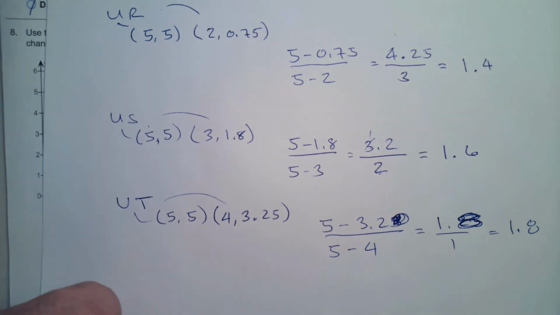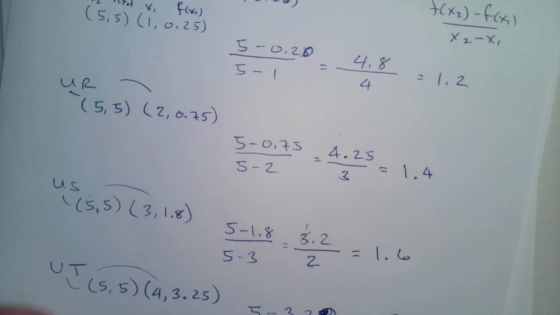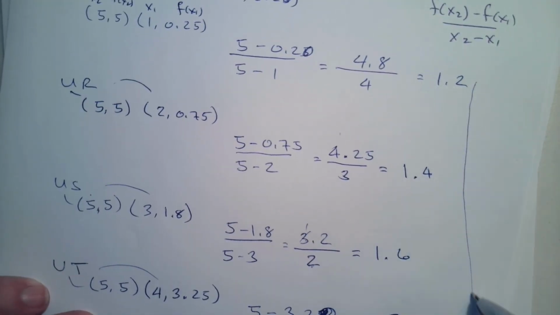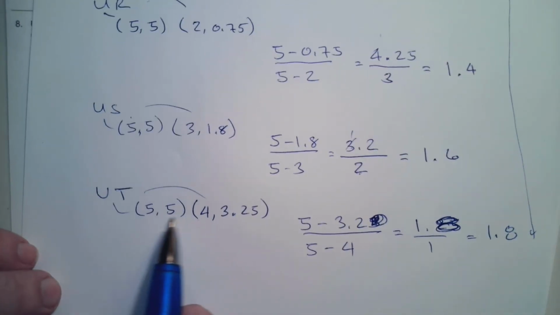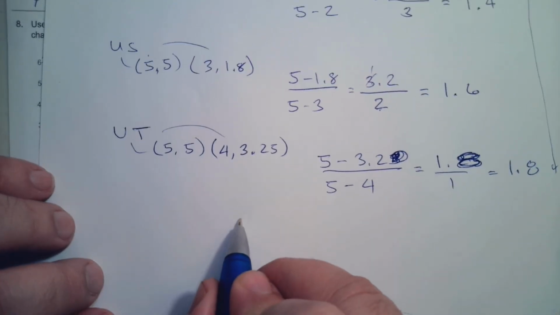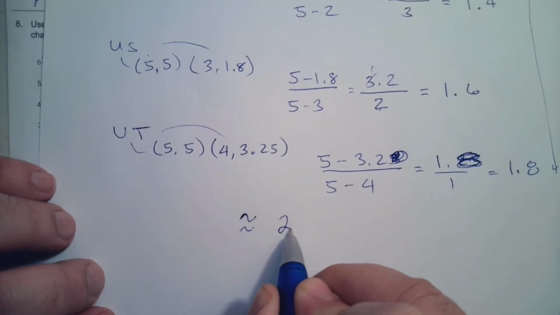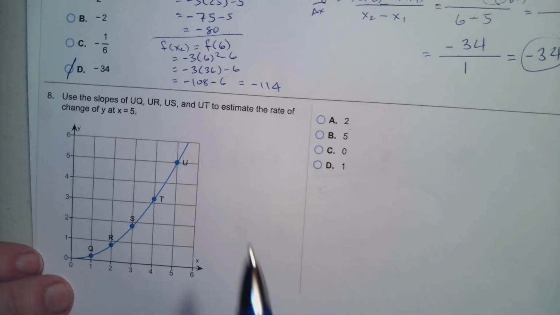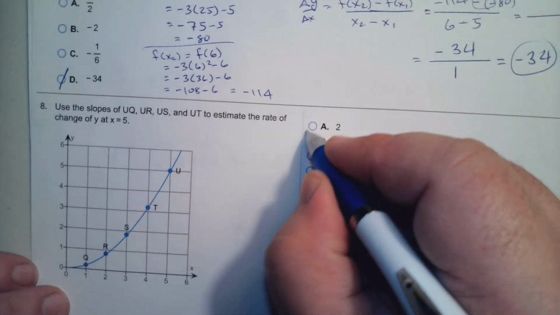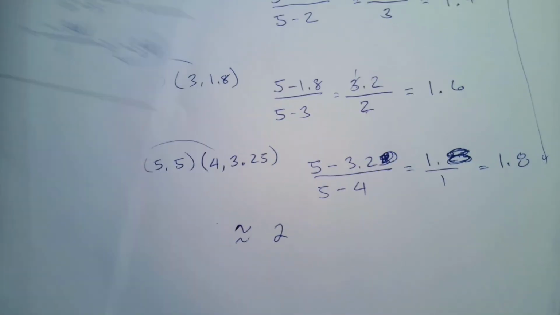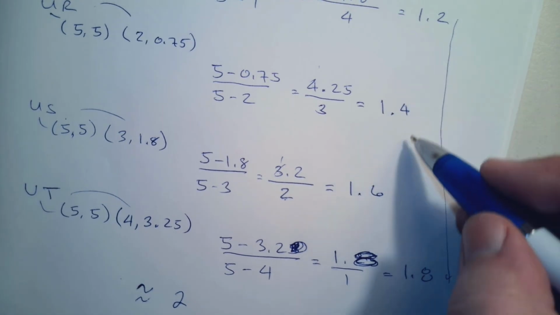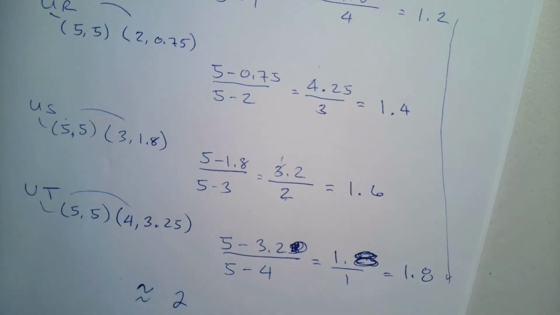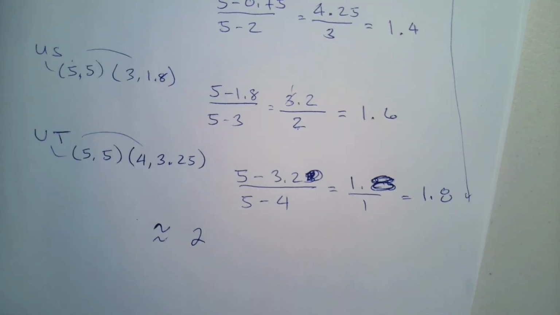So we see it's getting close to a certain number, the closer we get to 5, so we're going to estimate it's 2. The rate of change we're going to estimate is 2. So it's A. So that's the numbers 1.2, 1.4, 1.6, 1.8. So it's getting close to that number 2. Alright, that does it for section 1. Alright, good luck everybody.